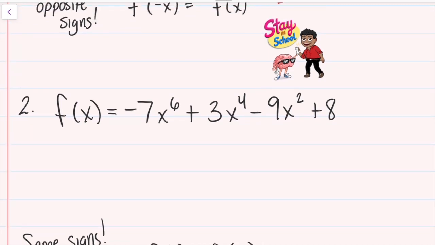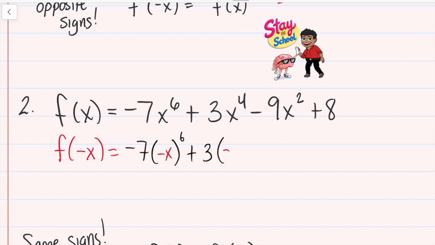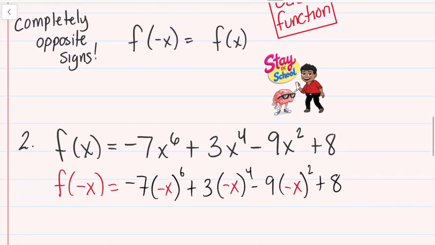We have f of x equals all of this polynomial. If we were to plug in f of negative x, let's see what's going to happen. Let's plug it in. That will be -7 parentheses negative x to the 6th power, plus 3 parentheses negative x to the 4th power, minus 9 parentheses negative x to the 2nd power, plus 8. So let's go ahead and simplify, guys. Let's do the same thing we did in the other video.